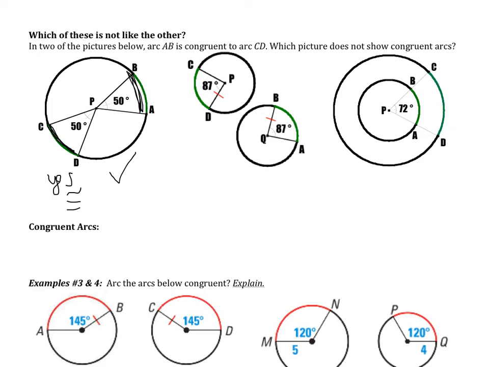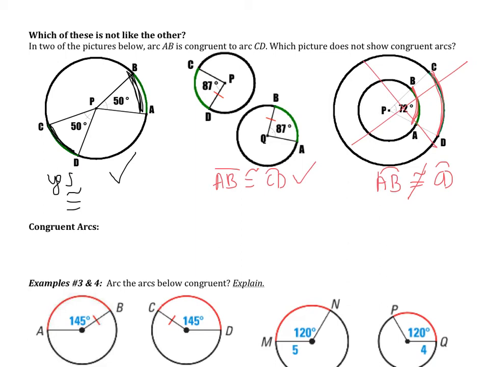Hopefully, you chose the third picture. Here, in the third picture, I'm looking at this arc and this arc. CD, in this case, is clearly bigger than AB. So in this case, AB is not congruent to CD. In the second picture, they are congruent. So this is going to help us come up with criteria for congruent arcs.